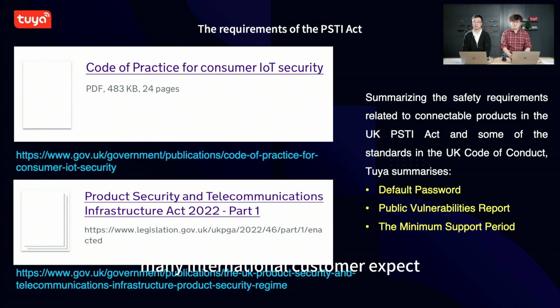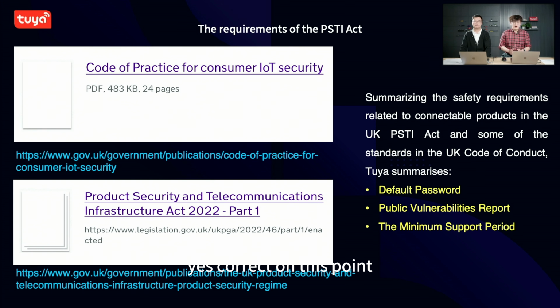Many international customers expect your product to have a mutual vulnerability reporting channel. The PSTI Act requires all IoT device manufacturers and brand owners to have vulnerability disclosure channels, allowing relevant researchers to understand the vulnerability information through this channel for timely updates. Researchers can also provide us with vulnerability fix information through this channel, helping brands better provide customers with safe products.